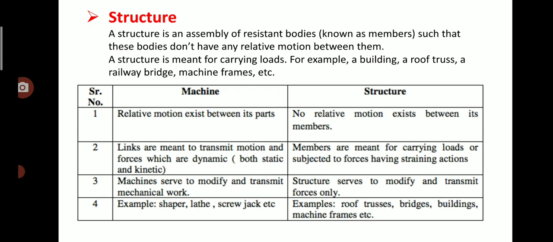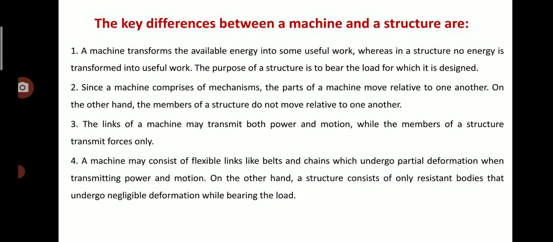In case of machines, a machine serves to modify and transmit mechanical work, while a structure serves to modify and transmit forces only. So shaper, lathe and screw are examples of machines, while roof trusses, bridges, buildings and machine frames are examples of structures. So these are again the same differences that I have already told you between machine and structure.